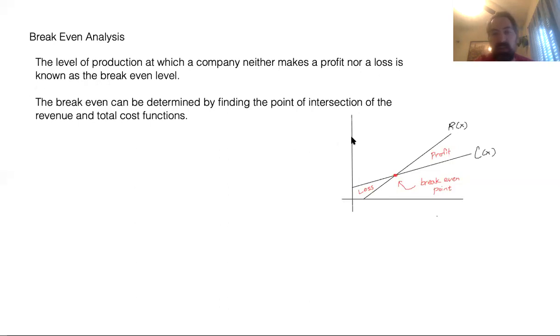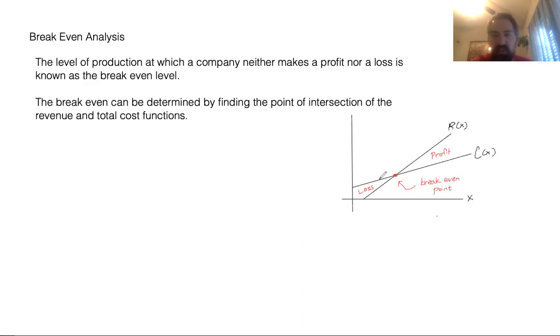Take a look at the graph that I have over here. This line is the cost function. This line is the revenue function. And this X axis represents the production level. We're producing X number of units. As long as the number of units is in this region to the left of my break-even point, I'm going to have a loss because my cost exceeds the revenue. The cost function is higher than the revenue, so I'm going to have a loss in this region.